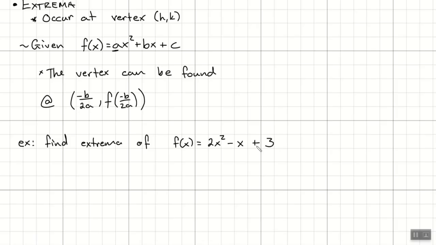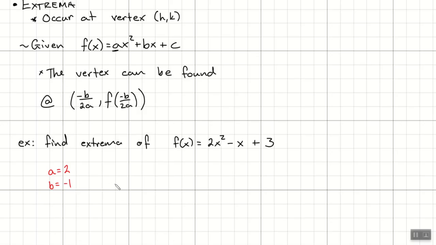Can you guys tell me what a, b, and c are on this? And I guess I don't even need c. Can you tell me what a and b are? Ooh, I heard two different answers. A is what? 2. B is -1. Everybody all right with identifying those?